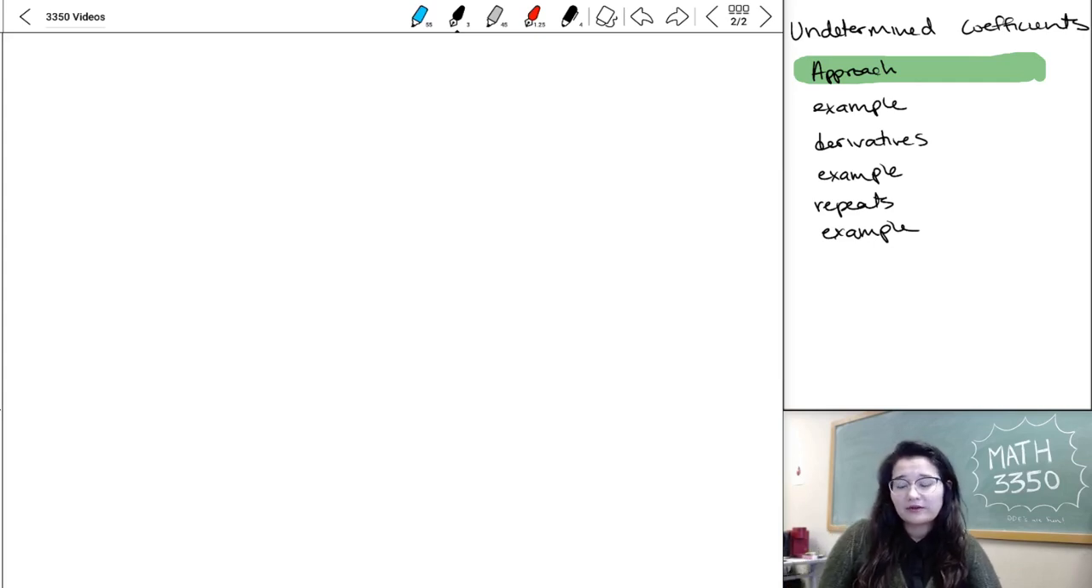The next section we're going to be going over is about the method of undetermined coefficients. And like usual, we're going to start by talking about the general approach for this type of problem, and then we'll try applying it to some examples.